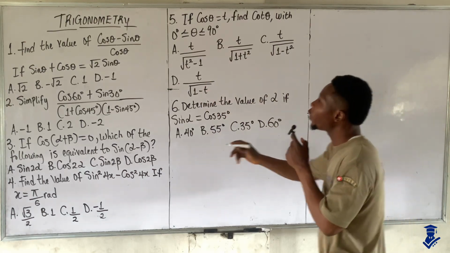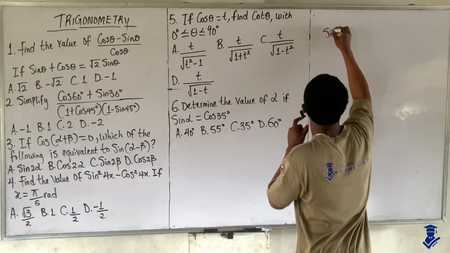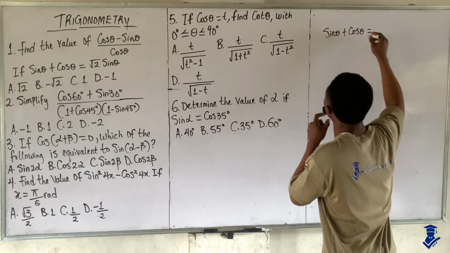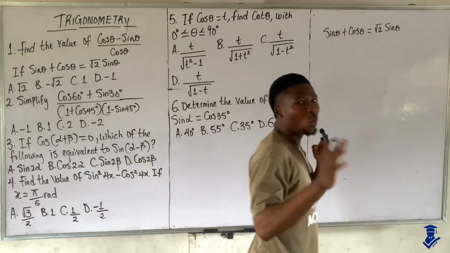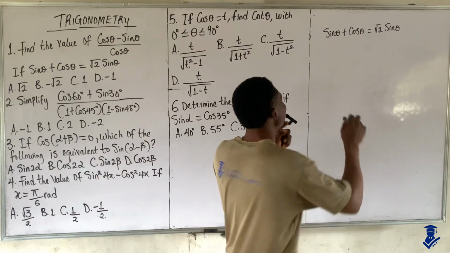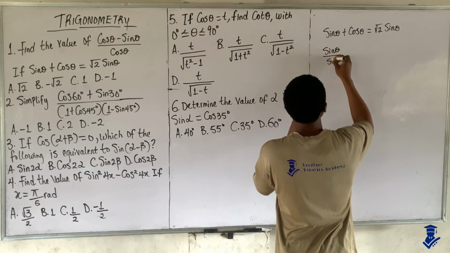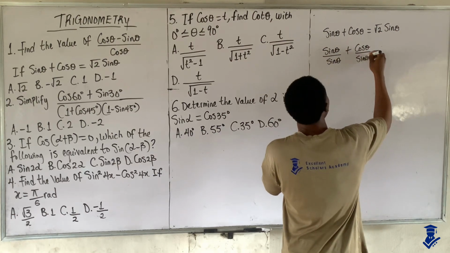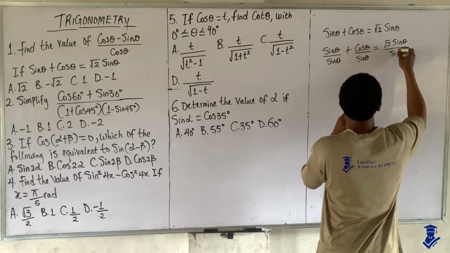From what we are given, we have sin theta plus cos theta equal to root 2 sin theta. Now what are we going to do? Let's divide through by sin theta. So if we divide through by sin theta, we have sin theta over sin theta plus cos theta over sin theta is equal to root 2 sin theta over sin theta.